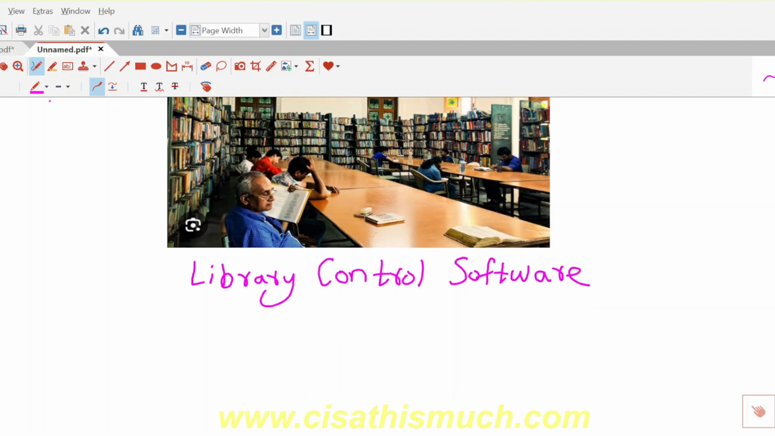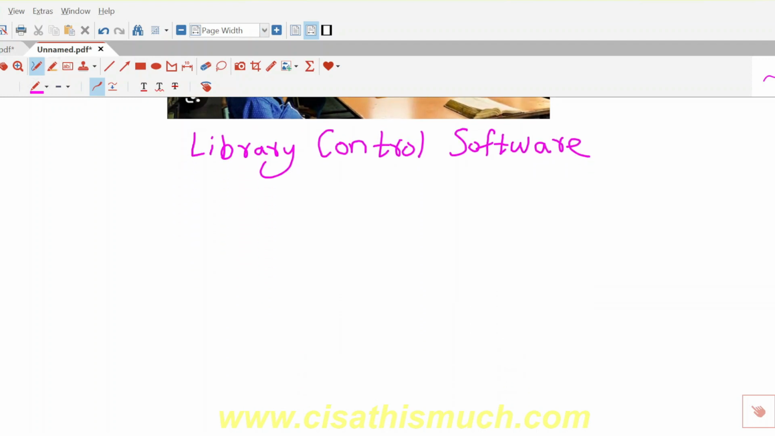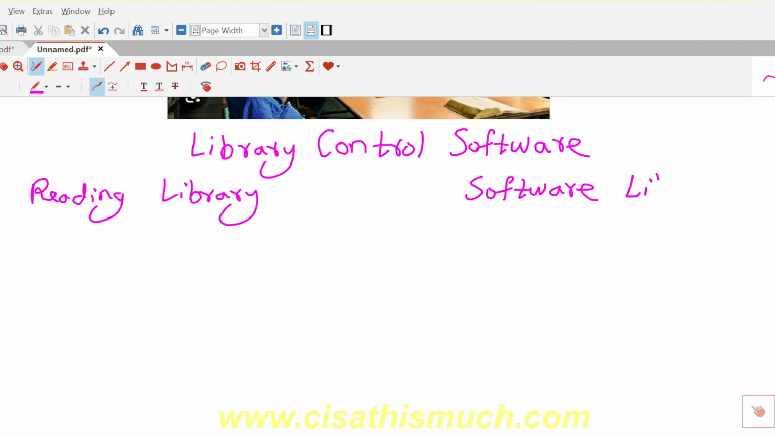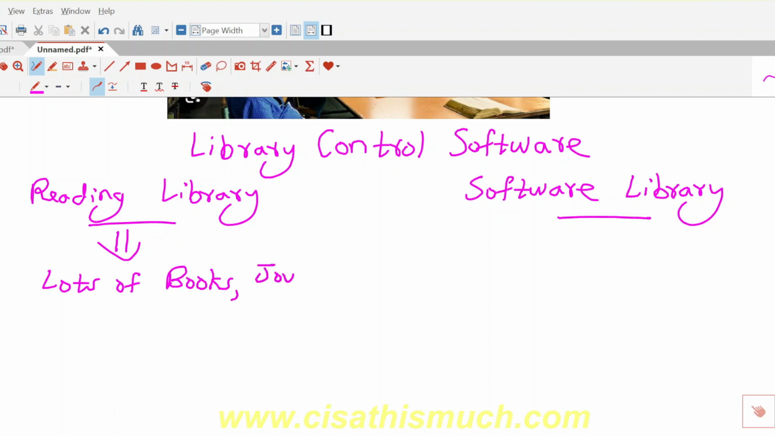So let me make two columns over here. I would say reading library, and I would say here software library. All right. So first of all, when we say reading library, what do we get in a library? What do we get in a reading library? We get lots of books, journals, magazines.